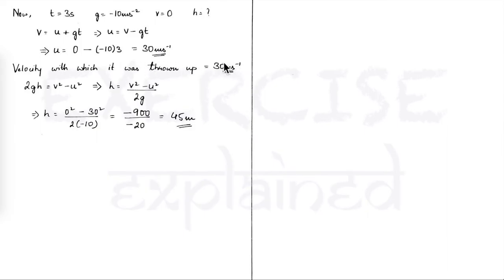Now we would be finding the height. So 2gh is equal to v square minus u square I'll be using. So h would be v square minus u square divided by 2 into g. Now h will be equal to v square is 0 square minus u square is 30 square divided by 2 into minus 10. So minus of 30 square will be minus of 900 divided by 2 into minus 10 will be minus 20. Minus and minus cancels, 0 0 cancels, 90 by 2 is 45 meters. So the maximum height it reaches is 45 meters.